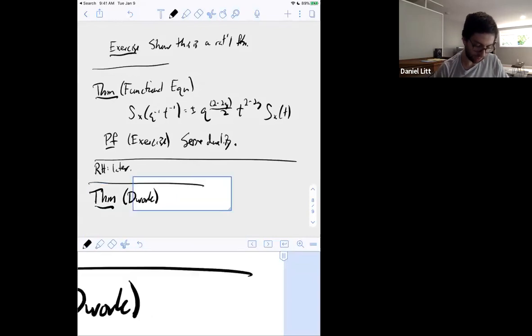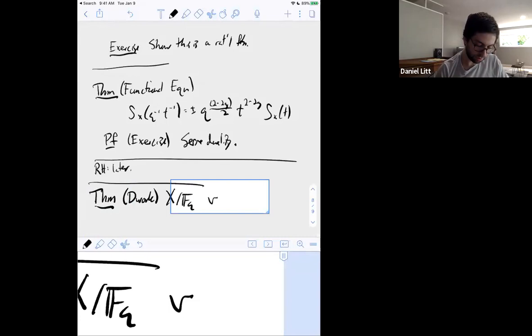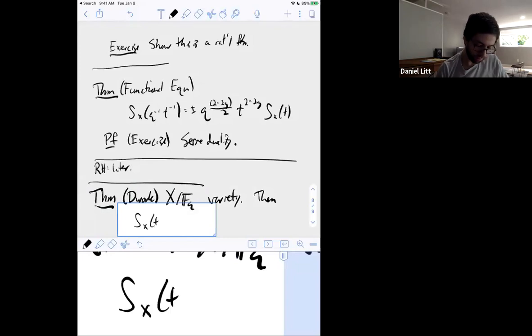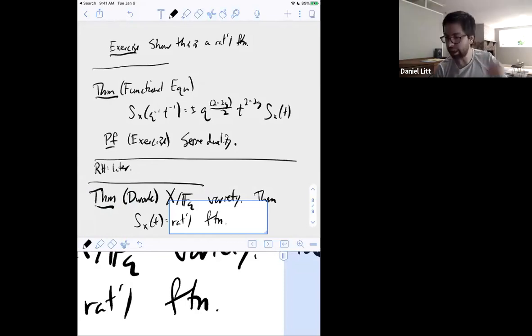So now here's the theorem, and this is the theorem of Dwork. Suppose X over F_q is any variety, then the zeta function is a rational function. And the idea of the proof I'm going to sketch now, which we'll make precise over the course of this semester, was already known to Weil when he made the conjecture.